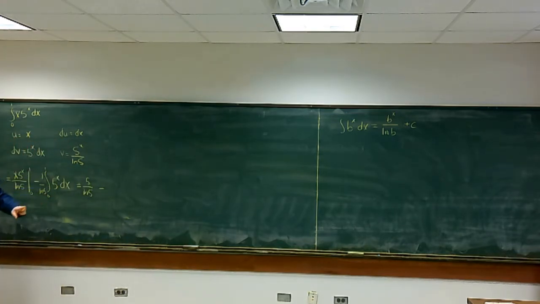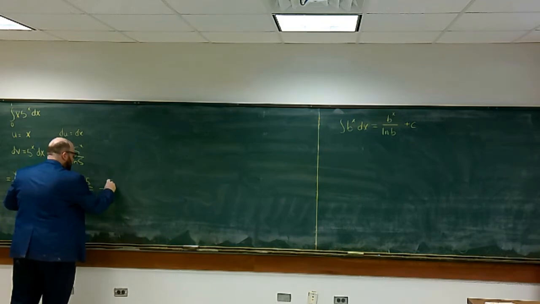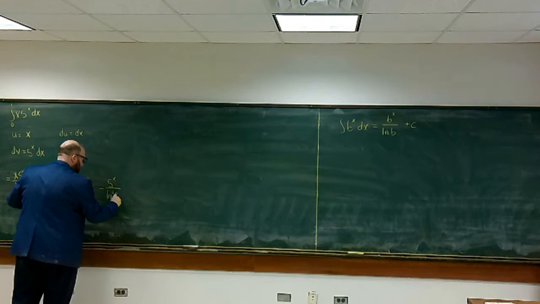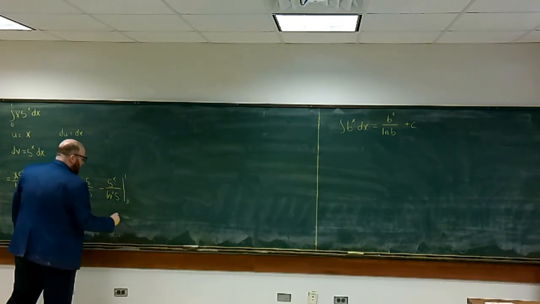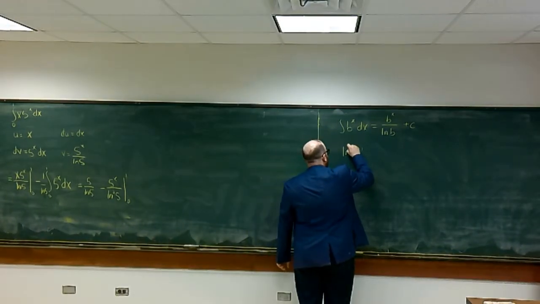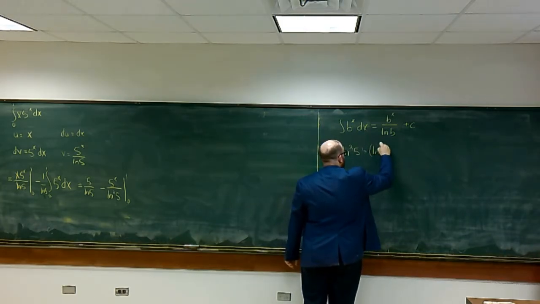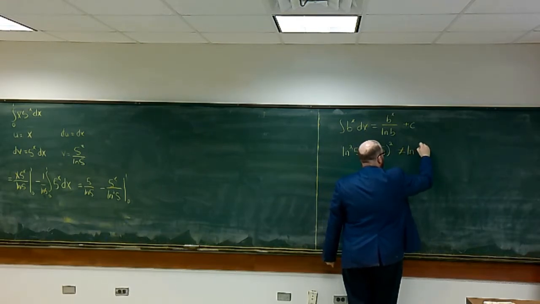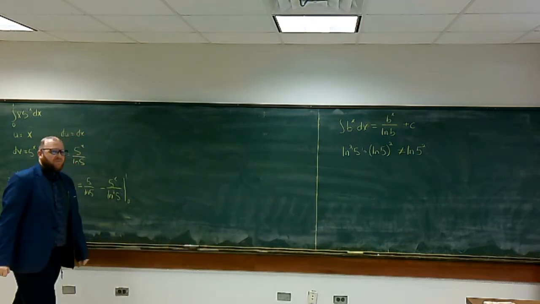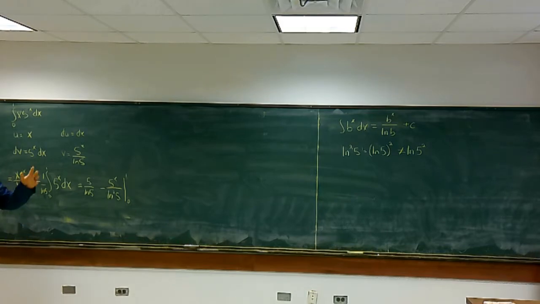Minus. What was the antiderivative of 5 to the x? Right, 5 to the x over ln 5. So this now becomes a square. That gets evaluated from 0 to 1. And a quick reminder about notation. Those are the same. That's not. That last one is log of 5 squared, which is log of 25.